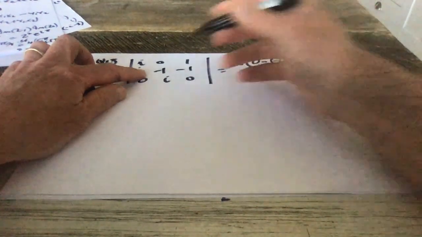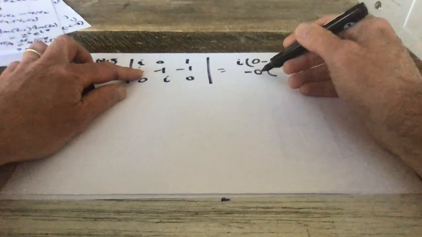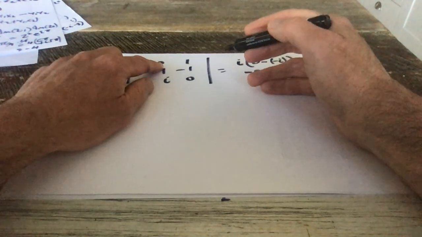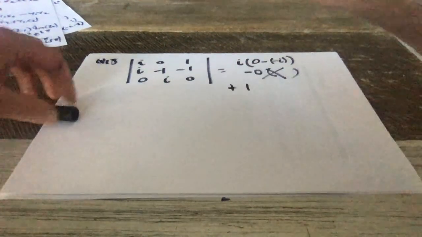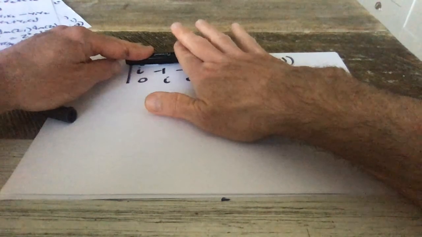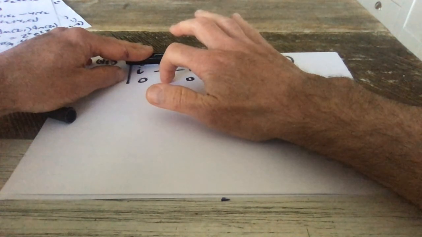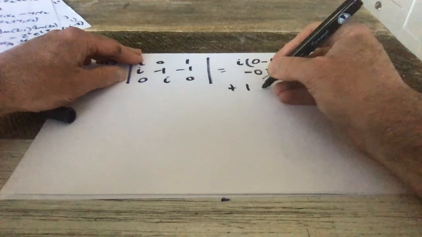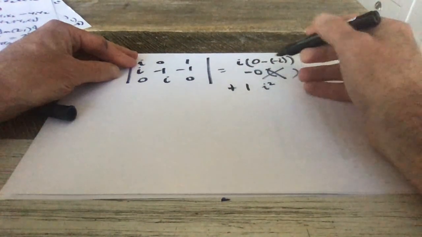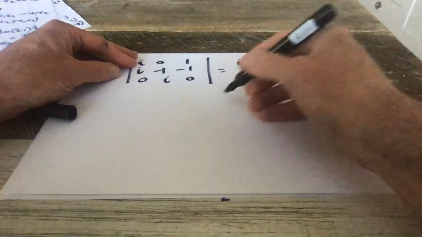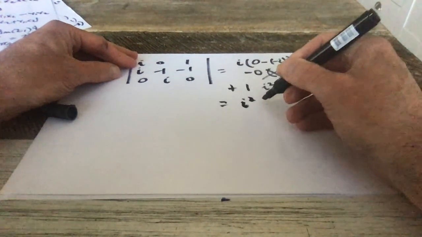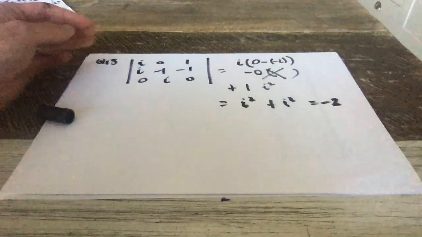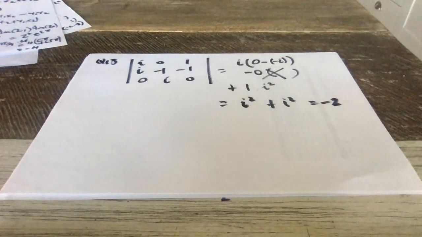Minus 0 by whatever it is, we don't care because it's 0, so the second term drops out. Plus 1 times, cover up that row and that column, you're left with i by i, which is i squared, minus this by this, which is 0. So you're just left with i squared. If you look up here, minus by minus gives you plus. So you've got i squared plus i squared. i squared is minus 1, so I think you get minus 2. Very straightforward, I think.